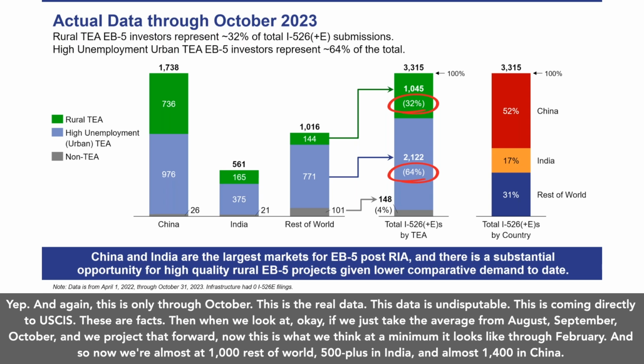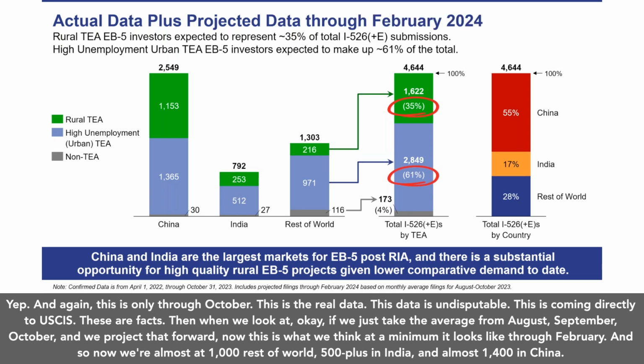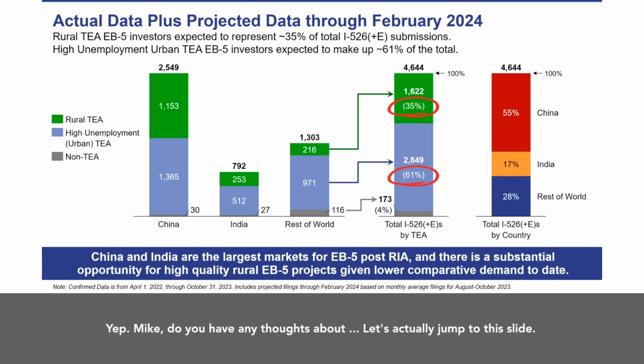Yep, and again, this is only through October, right? This is the real data. This data is undisputable. This is coming directly from USCIS. These are facts. Then when we look at, okay, if we just take the average from August, September, October, and we project that forward, this is what we think at a minimum it looks like through February, right? And so now we're almost at 1,000 rest of world, 500 plus in India, and almost 1,400 in China. Yep.